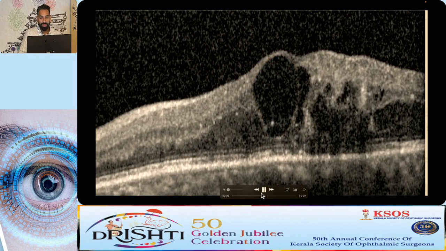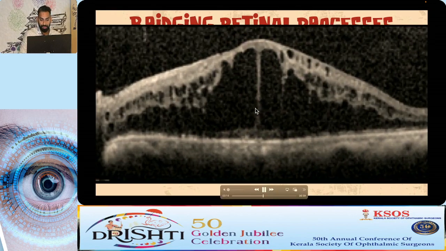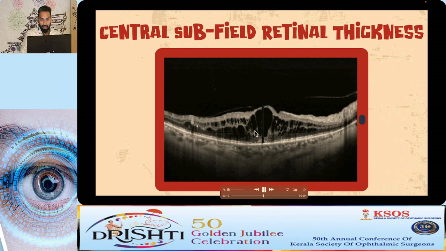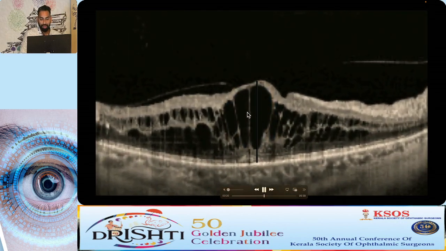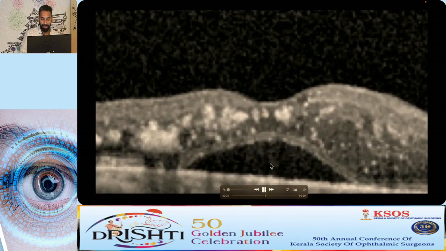You can see over here, these are a few of the biomarkers. Intraretinal cyst, this is the bridging retinal process. And then you have central subfield retinal thickness. So these are all the biomarkers you need to see in a diabetic macular edema case.